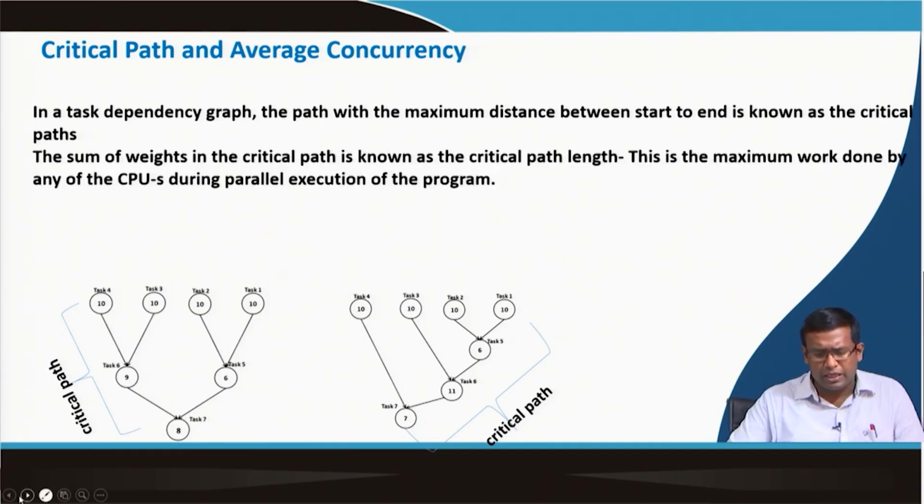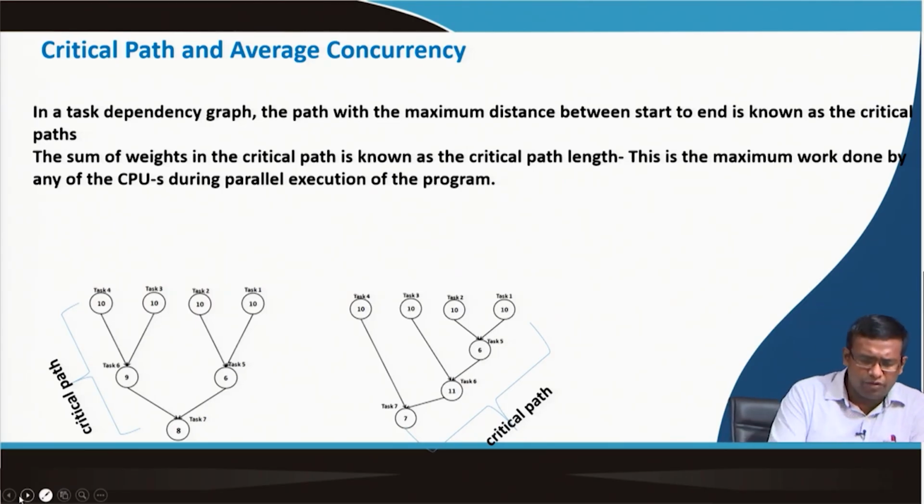The sum of weights in the critical path is known as the critical path length, and this is the maximum work done by any CPU during the parallel execution. If we devote multiple CPUs for doing this work, first 4 CPUs are active, here we only need 2 CPUs, so 2 CPUs become inactive, here we only need 1 CPU, so only 1 CPU is active. So the CPU which was active at the beginning, at the intermediate and the last stage has performed 10 operations here, 9 operations here and 8 operations here, and this is known as the critical path length. So we will find out the critical path and the total number of operations the CPU is performing through the critical path.